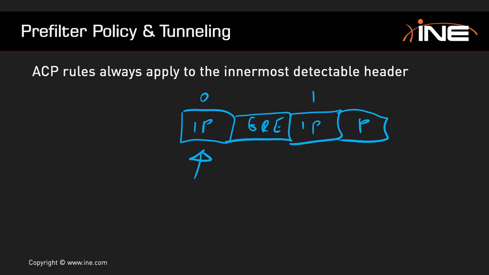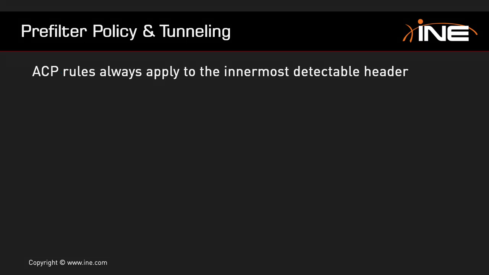But this is not the case with FTD's access control policy. Access control policy is going to be always looking at the innermost detectable header. So in this case, we have just two, outer and one internal, so it is going to be looking at this header. But if we had multiple levels of headers, like if this was another IP, maybe somewhere here, it will always be trying to fall back to the rightmost header inside of the packet, just to give you that ability of being very granular with what you will control.